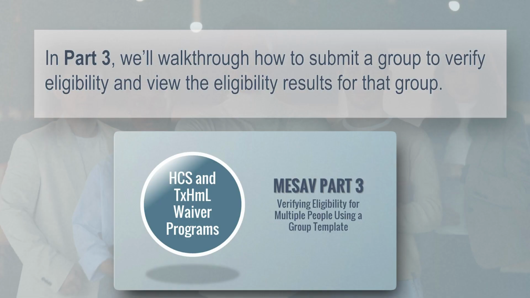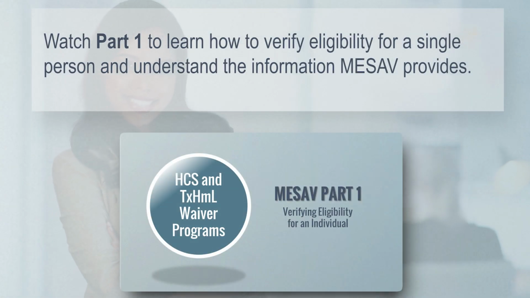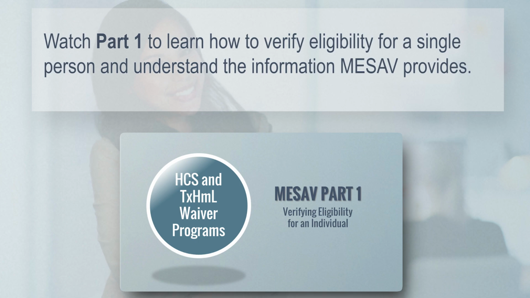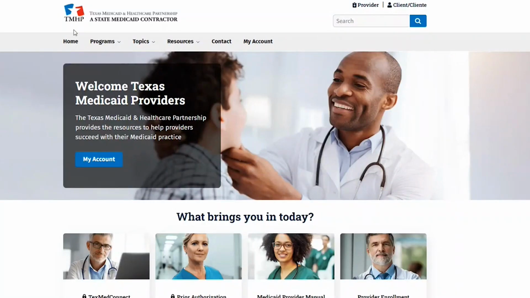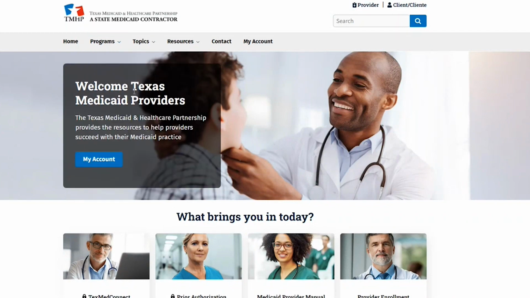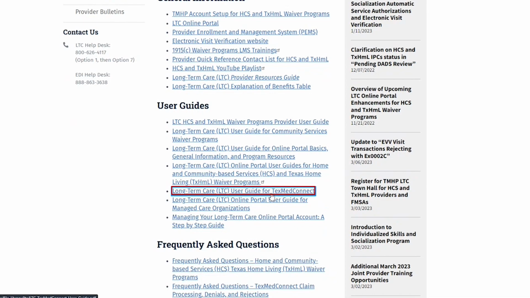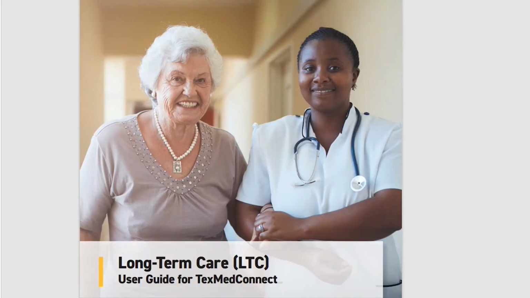In Part 3, we'll walk through how to submit a group to verify eligibility and view the eligibility results for that group. Don't forget to watch Part 1 to learn how to verify eligibility for a single person and understand the information MeSave provides. You can also reference the Long-Term Care, or LTC, User Guide for TextMed Connect located on the 1915C Waiver Program's reference material page of the TMHP website to learn more about MeSave.